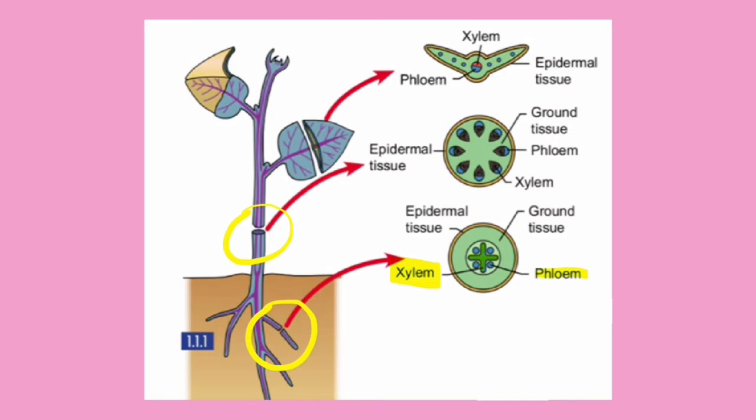In a cross-section of a stem, the xylem is in the inner surface, whereas the phloem can be found on the outer surface of the vascular bundle.